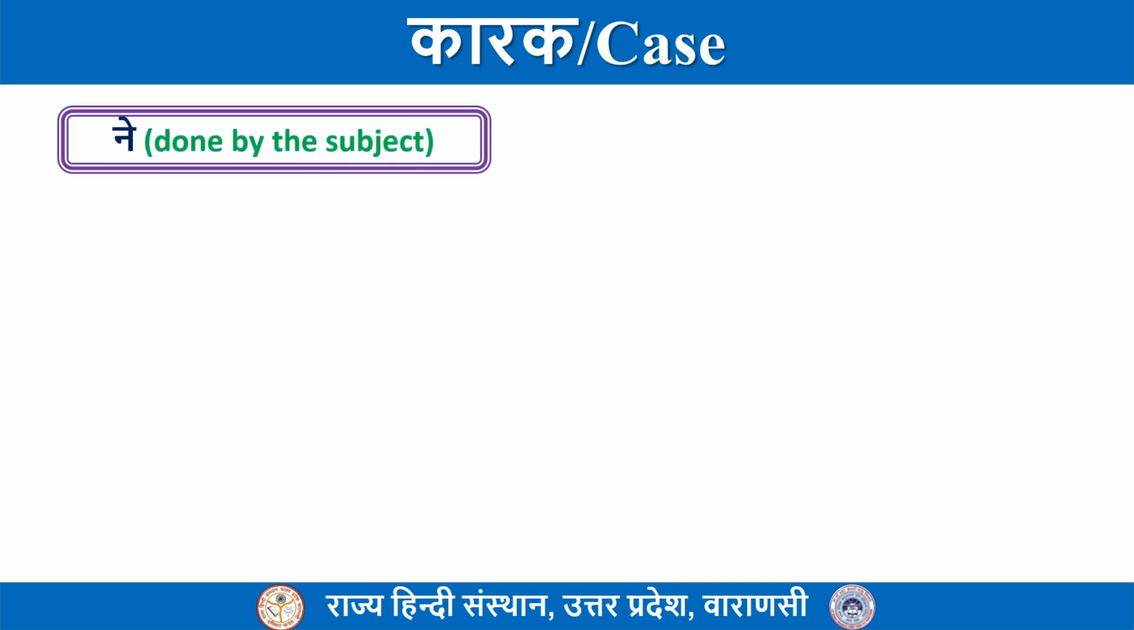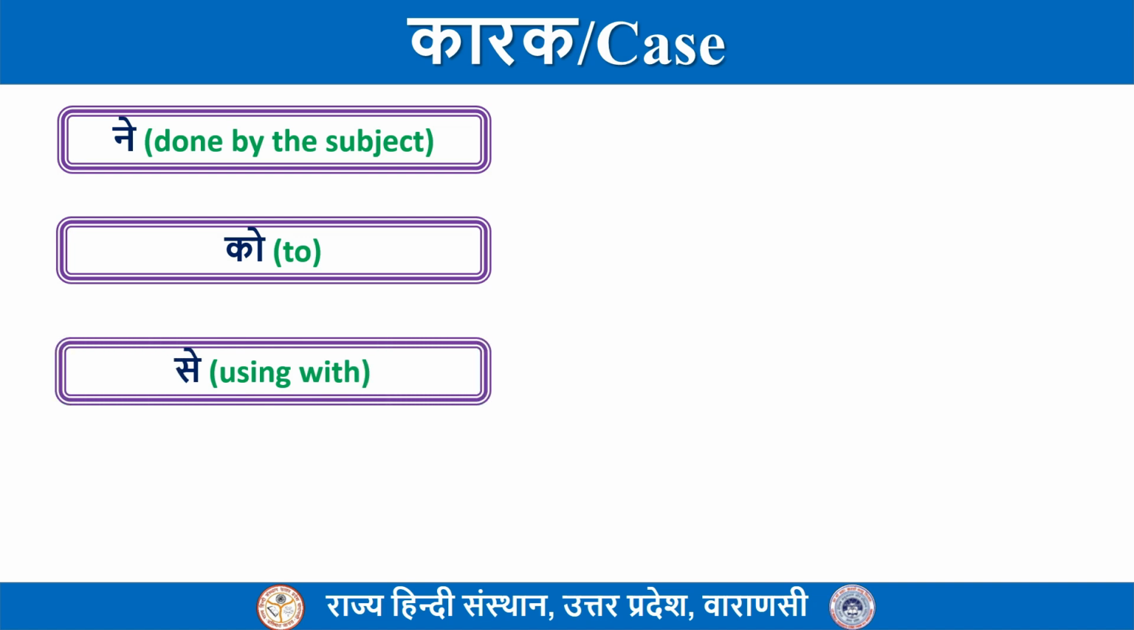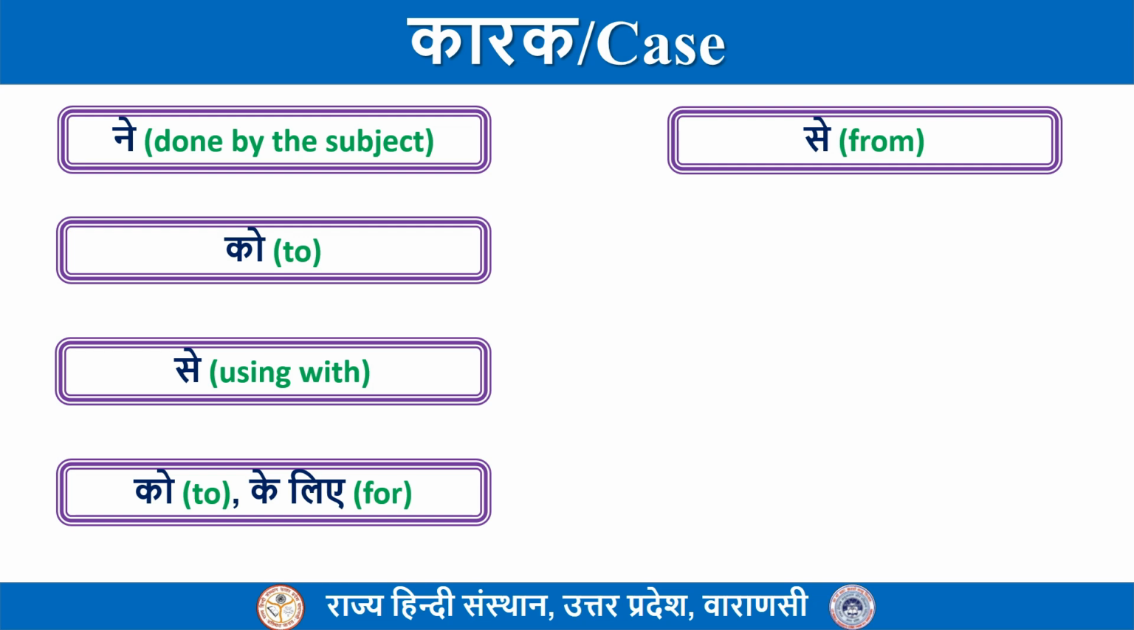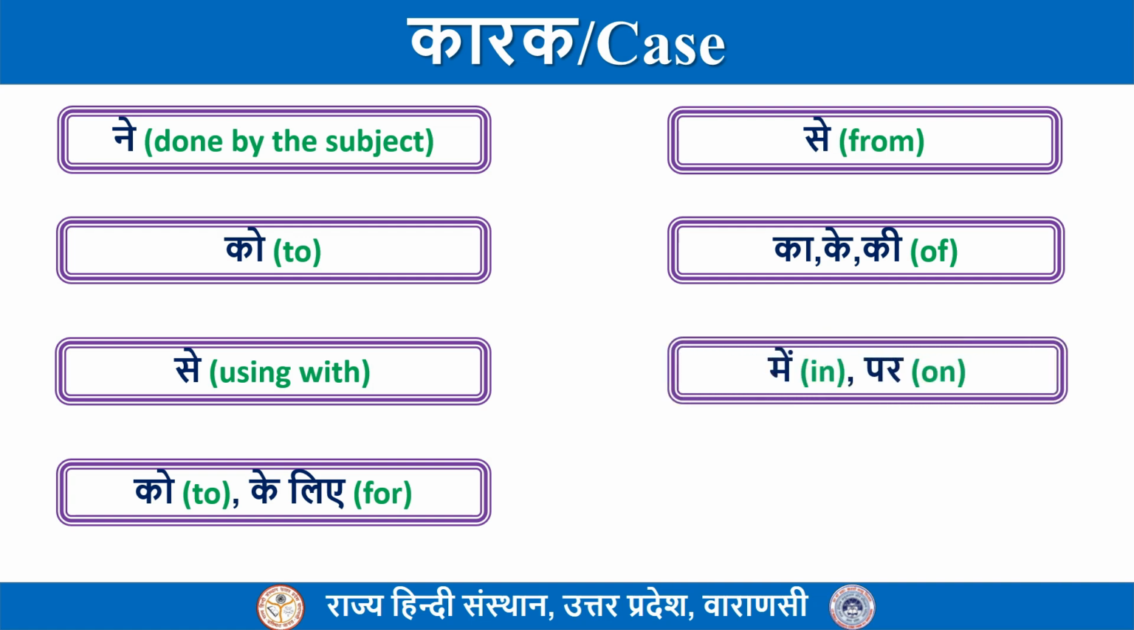The first one is ne, the second one is ko, the third karak is se, the fourth one is ko, the fifth karak is se, the sixth one can be either ka, ke or ki, the seventh one can be me or per, the last and the eighth one can be he or are.